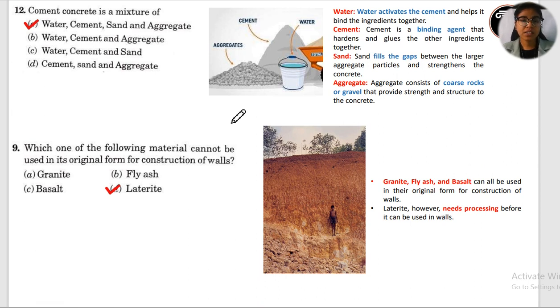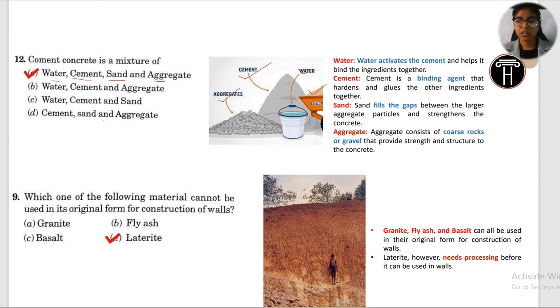Next question we have, cement concrete is a mixture of. It is a mixture of water, cement, sand and aggregate. As you can see, aggregate, cement, water and sand. When you combine all these four, you will get your cement concrete. Why water? Because water activates the cement and helps it bind the ingredients together, as water is a mixing element. Cement is a binding agent. It binds and hardens and glues the other ingredients. So this is the function of the cement in cement concrete.